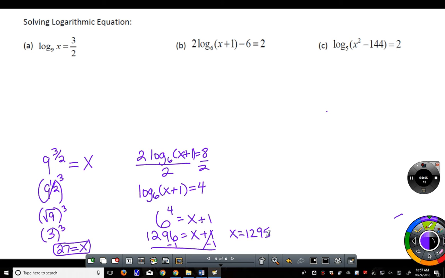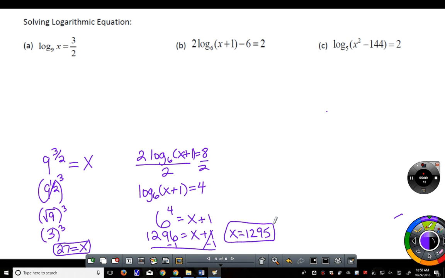And then before we commit to that being our answer, just glance back at the original equation. If you plug 1,295 in where x is, does it create a positive number inside the logarithm? Then it's good. If you created a 0 or a negative, we'd have a problem. Okay, but because it makes a positive there, this is fine.